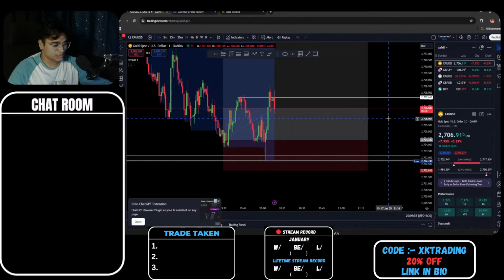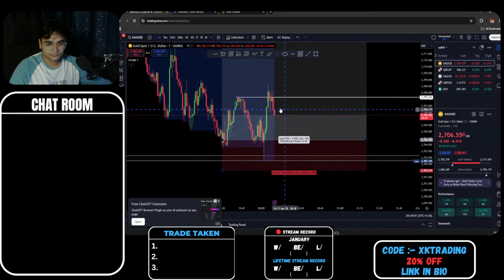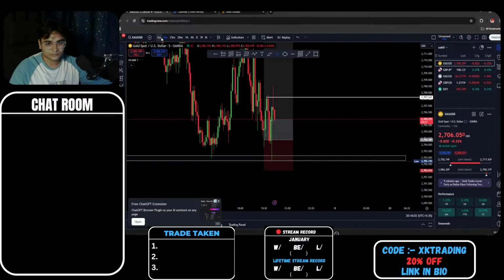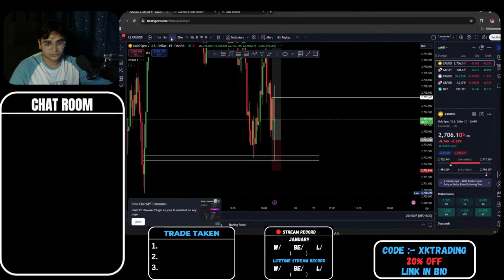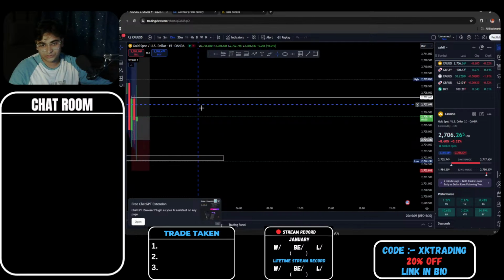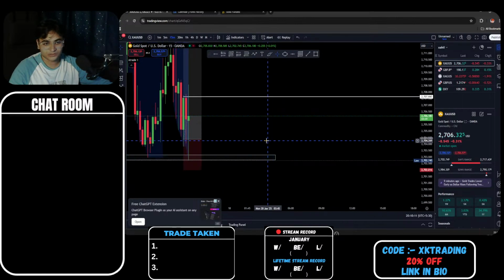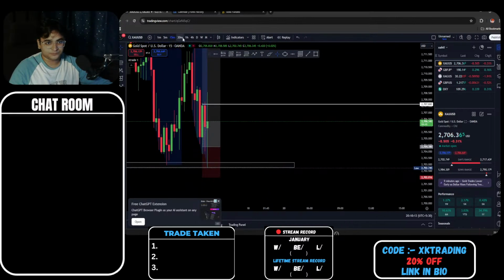Then I'll be losing like 1.5% or so on this trade. That's all, guys. But all I want to see is a rejection first, because the 15-minute candle will be closing in 5 minutes. Okay.